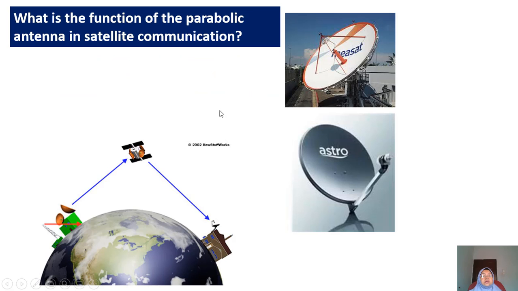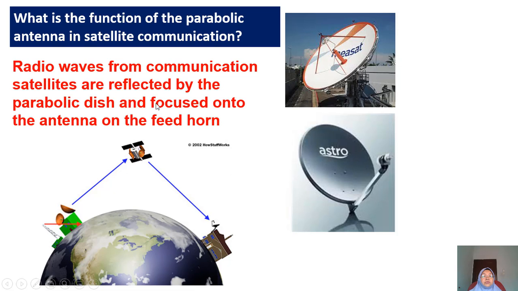Now we look at the application in communication. Okay, what is the function of the parabolic antenna in satellite communication? So these are the astro communication parabolic antennas. Okay, this is in our home. Okay, so these are satellites.